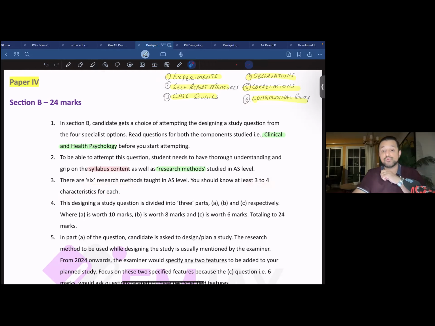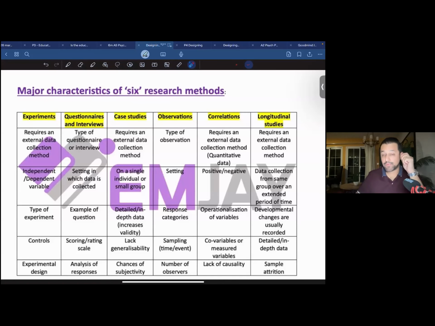I'll just show you now these characteristics. I have them listed down. You might as well put that to use. Here you are. So you might as well pause this video here and write down the characteristics of these 6 different research methods that are part of the syllabus, so that you could learn how to apply them as well.